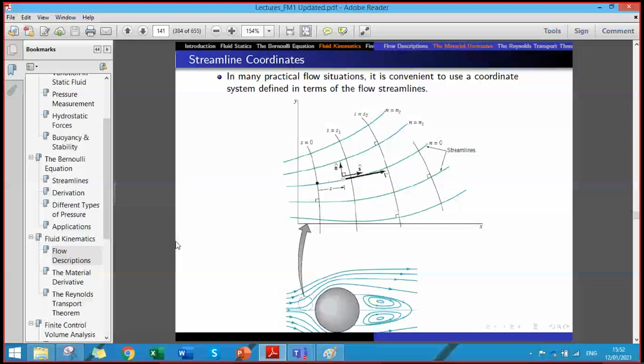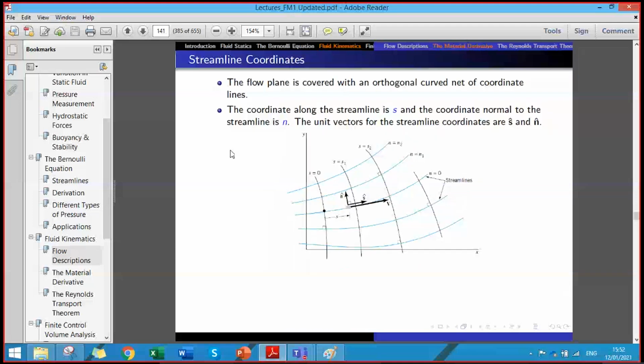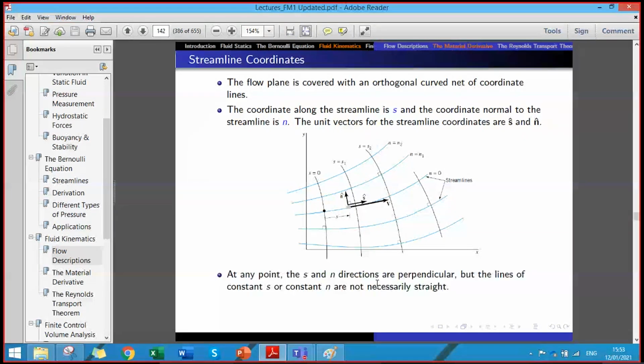Okay, so you are familiar with the streamline coordinates. The streamline coordinates are basically two coordinates: the coordinate along the streamline is called the s coordinate, and the other coordinate is normal to the streamline, as shown in this figure. So the flow plane is covered with orthogonal coordinates. We have to define a coordinate along each streamline, so for each streamline there is a relative s coordinate, and then we have the normal coordinate n. At any point the s and n directions are perpendicular, but the lines of constant s or constant n are not necessarily straight, because the streamlines are mostly curved.